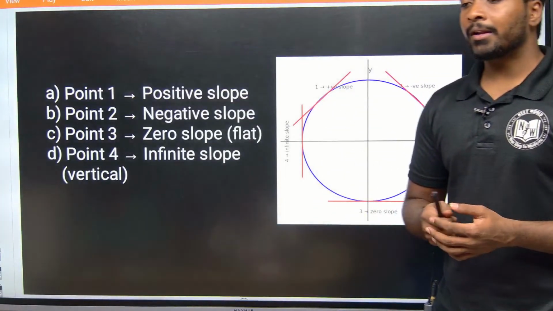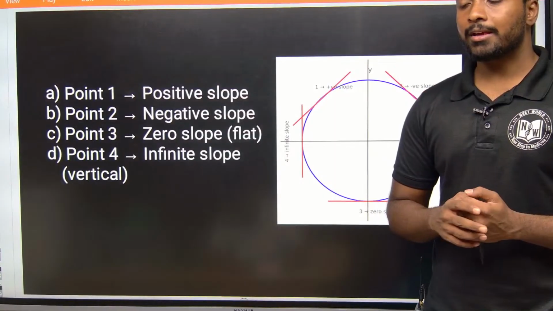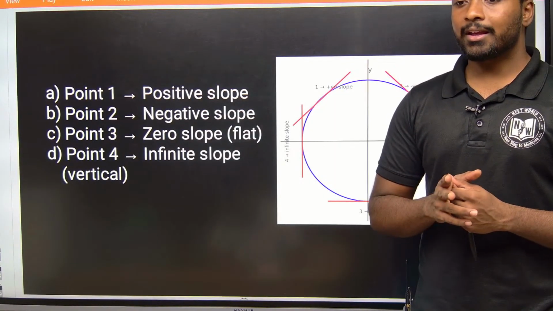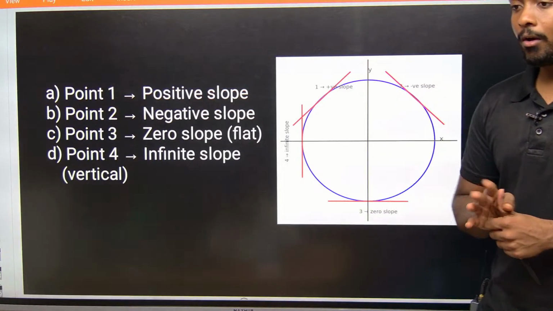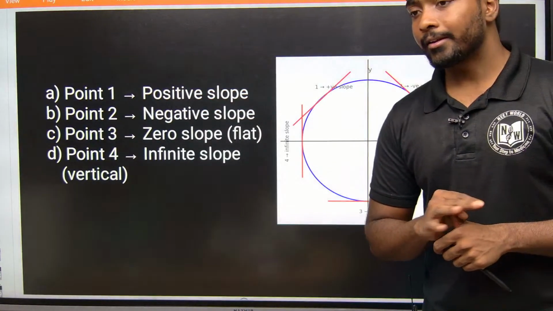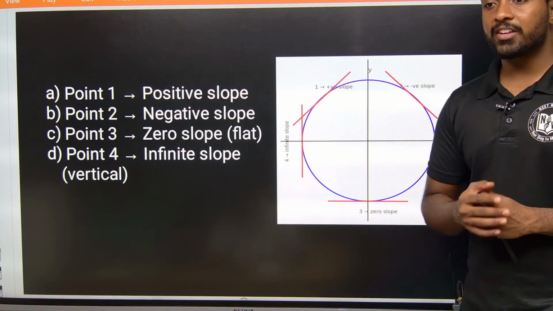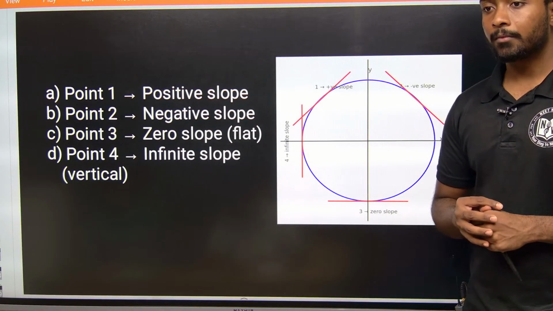Slope is nothing but tan theta. If theta is from 0 to 90 it is positive, from 90 to 180 it is negative, exactly 90 it is infinity, and at 0 or 180 it is 0. And one more method is the differentiation method, if the equation is given.